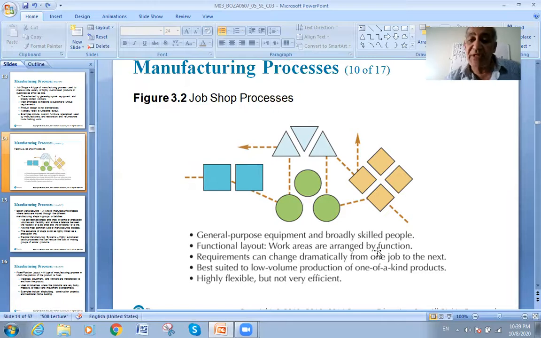It's arranged by function, and it's like a sequential requirement also. One can change dramatically from one job to the next. Low volume of production. It's not like the production line, high volume. Here it's a low volume of production.